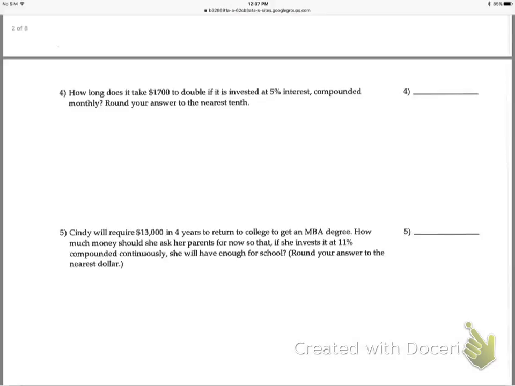Okay, number 4. How long does it take 1,700 to double if it is invested at 5% interest compounded monthly? Okay, is this a PERT or the other formula? It's the other one, which is right at the top of the test. P times 1 plus R over N to the NT.